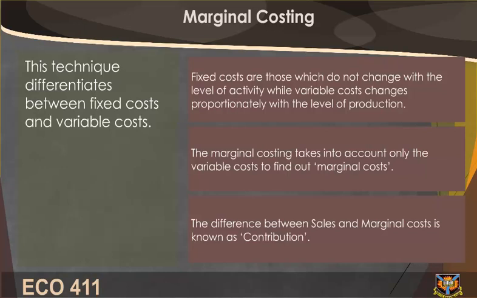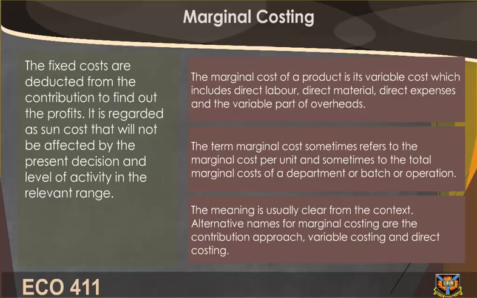To find out marginal costs, the difference between sales and marginal cost is known as contribution. The fixed costs are deducted from the contribution to find out the profits. It is regarded as sunk cost that will not be affected by present decision and level of activity in the relevant range. The marginal cost of a product is its variable cost, which includes direct labor, direct material, direct expenses, and the variable part of overheads.